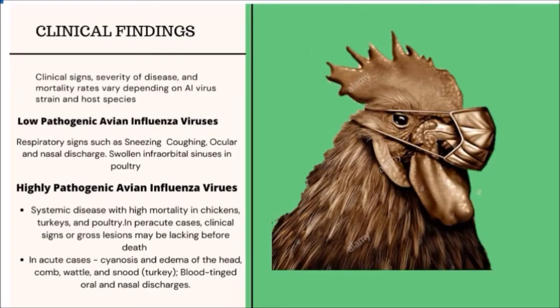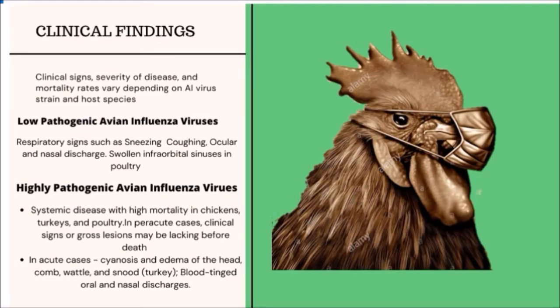Clinical findings. Clinical signs, severity of the disease, and mortality rates vary depending on avian influenza virus strain and host species. Low pathogenic avian influenza viruses: respiratory signs such as sneezing, coughing, ocular and nasal discharge, swollen infraorbital sinuses in poultry.